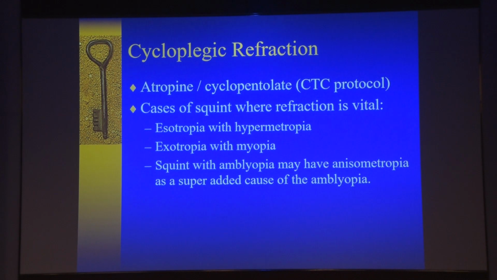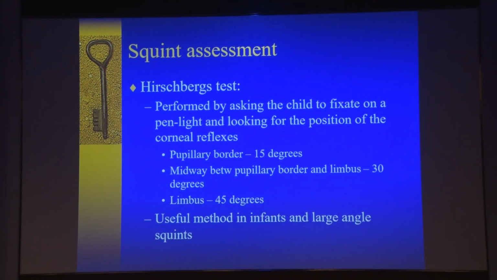All squints will have better fusion, better control if their visual acuity is good. So giving glasses just to improve visual acuity is a form of treating squint, okay? So don't ignore refractive errors. Okay, now let's come to the actual motor evaluation of a squint. So yes, a Hirschberg test.